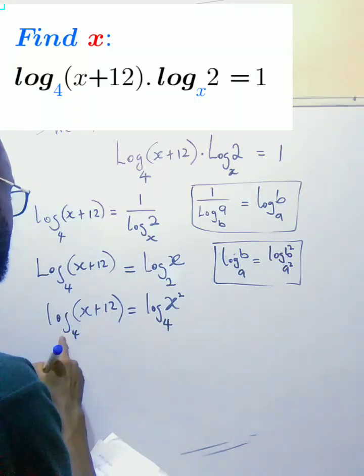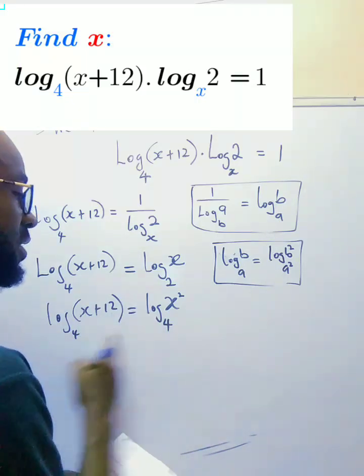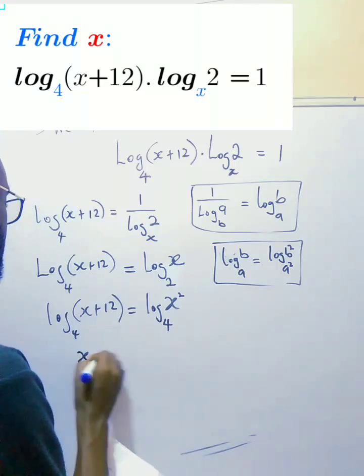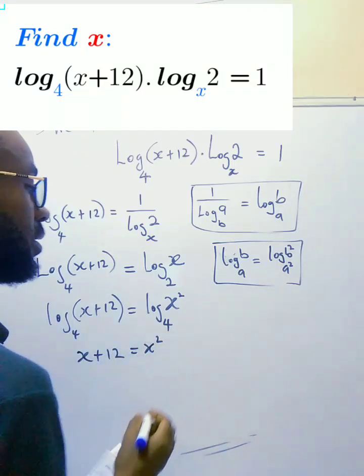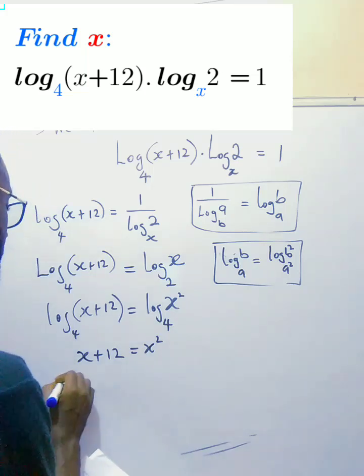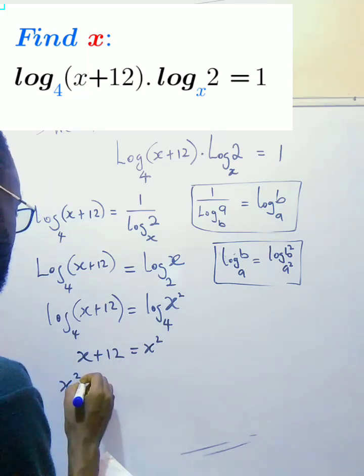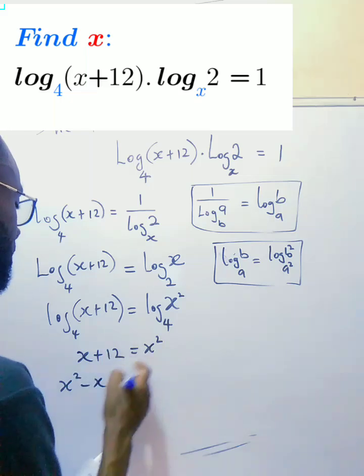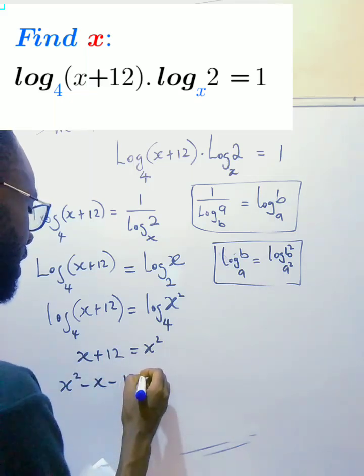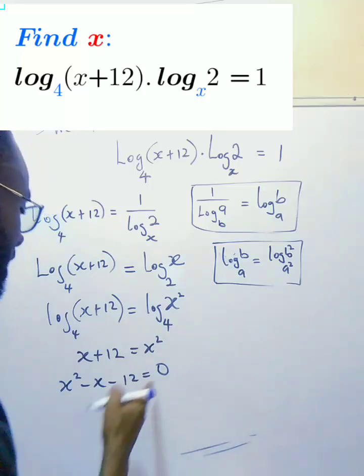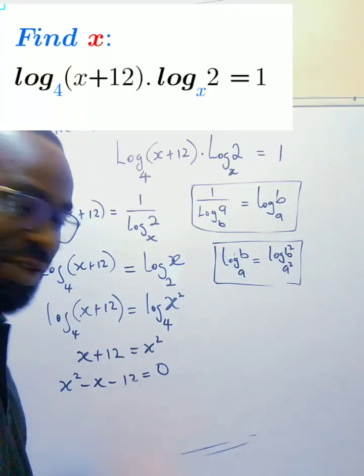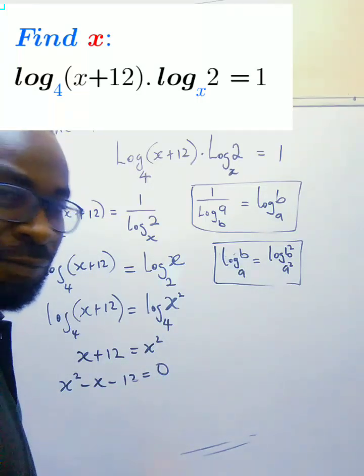So since 2 has become 4, what is happening here is that the two equations are now having the same base. So I can now simply equate the antecedent x squared. And from here, I'm having that x squared, if I bring this one down here, it becomes minus x. If I bring this one down, it becomes minus 12, and then equal to 0. So you can see that this is now a quadratic equation which we can now solve.